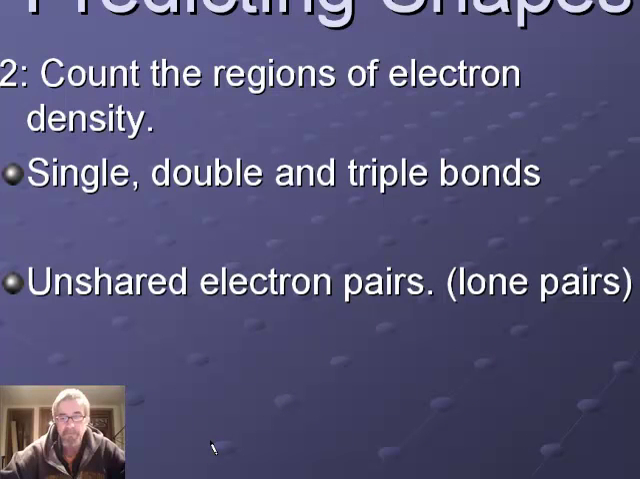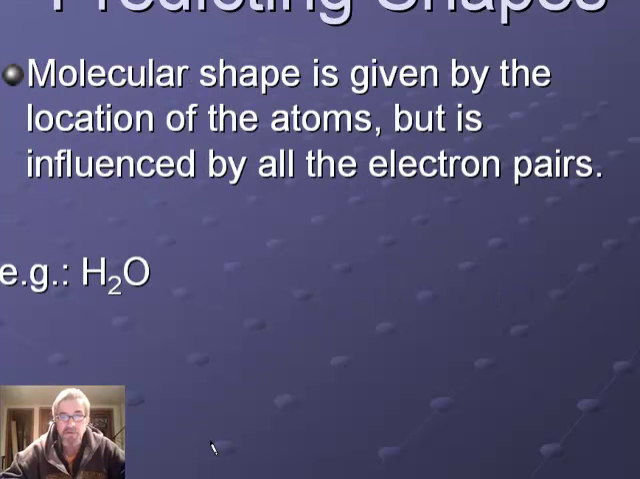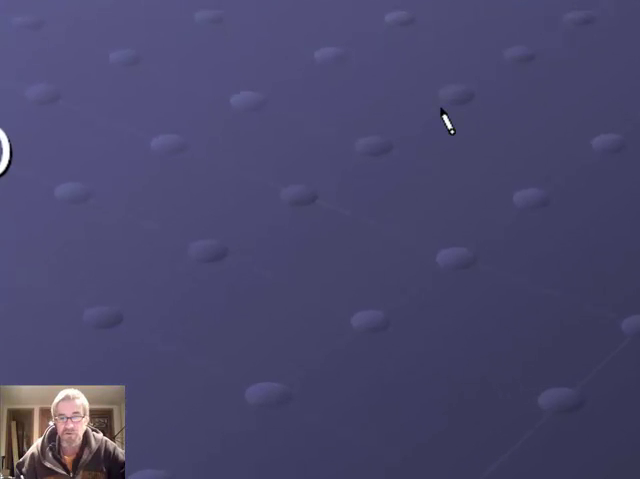Once you know how many regions of electron density are there, you can pick one of the basic VSEPR shapes, either linear, trigonal planar, tetrahedral, trigonal bipyramidal, or octahedral. The molecular shape is given by the location of the atoms that are there, but the VSEPR shape is influenced by all of the electron pairs. So water is a good example of what I'm talking about.